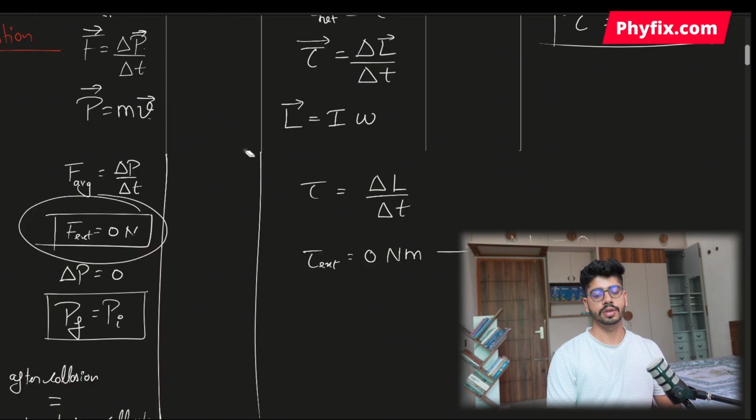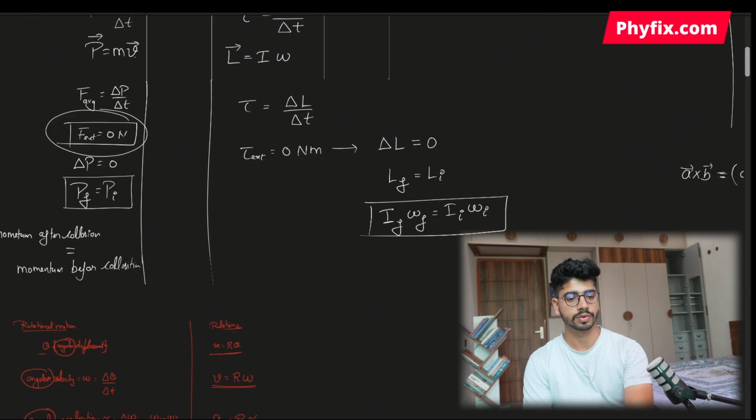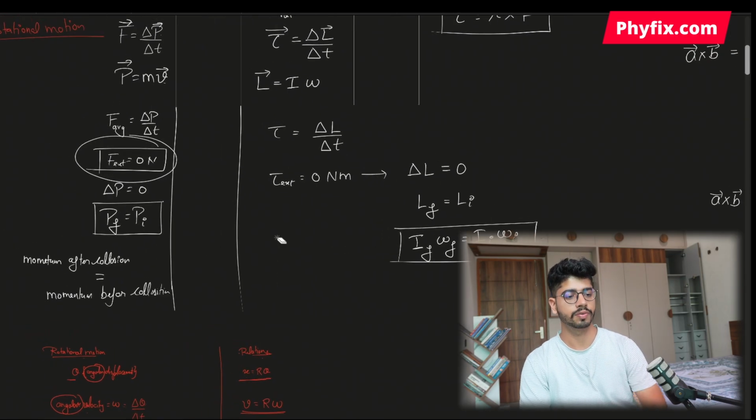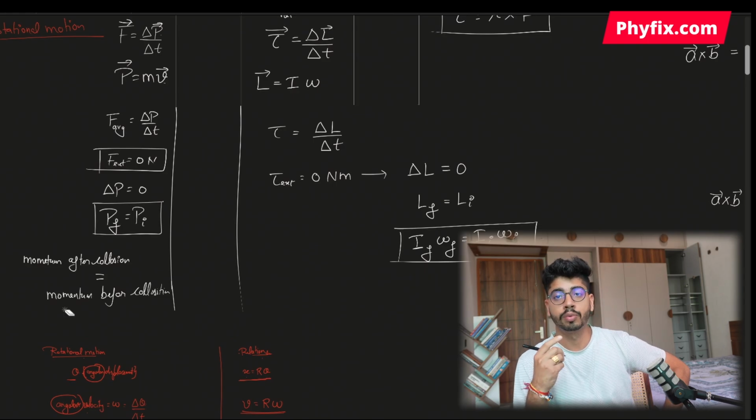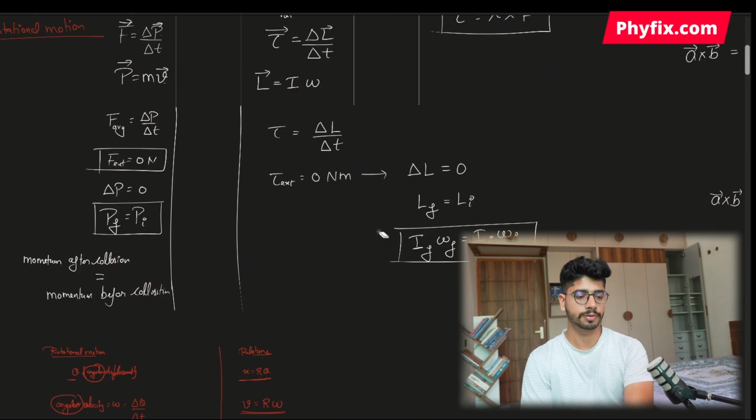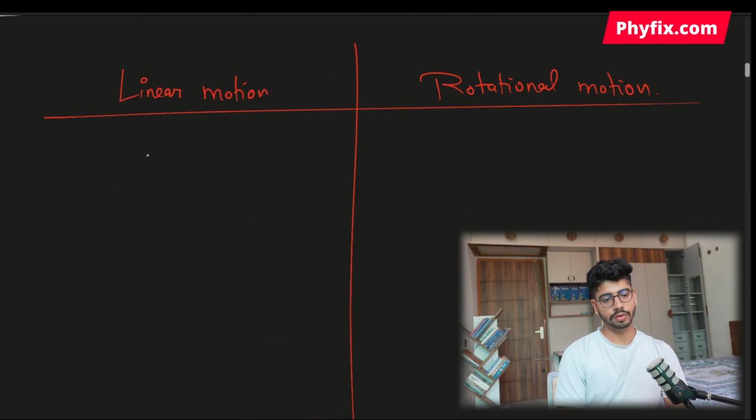Linear momentum is mv. Angular momentum is I omega, because the mass gets replaced with I, and v is replaced with omega. So everything is symmetric, if you see it carefully. If net force is zero, external force is zero, it means that the linear momentum has to be conserved. If net torque is zero, the angular momentum has to be conserved. So this is the relation that we have. Hopefully till now you understood this one.